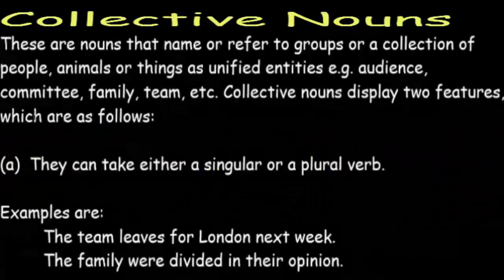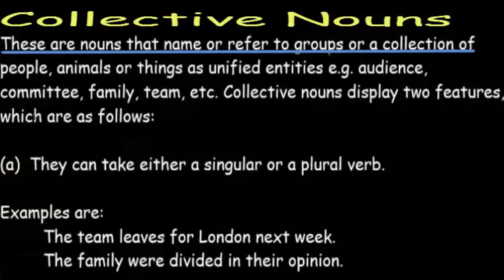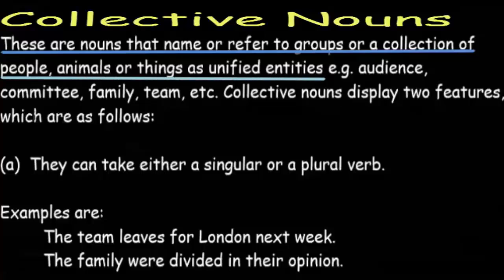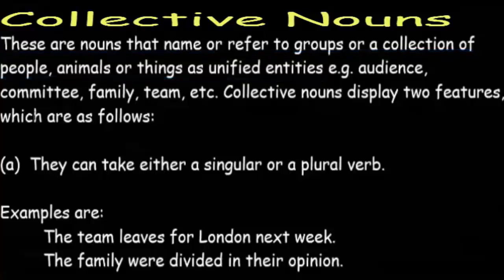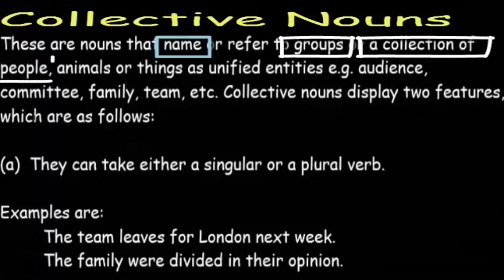And now we take a look at collective nouns. I'll say these are nouns that name or refer to a group or a collection of people, animals, or things as unified entities. Collective. From the word collective, you will know what the noun is. Collective means bringing together under one umbrella. So the definition is that these are nouns that name or refer to groups or a collection of people, animals, or things as unified entities.